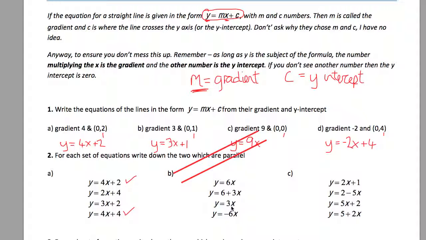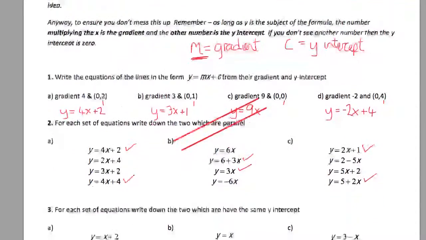If we look down here, we've got a gradient of 3, and also another gradient of 3. And notice sometimes they might have the number then x, but you can easily change these around. And we've got a gradient of 2 there, and a gradient of 2 there.